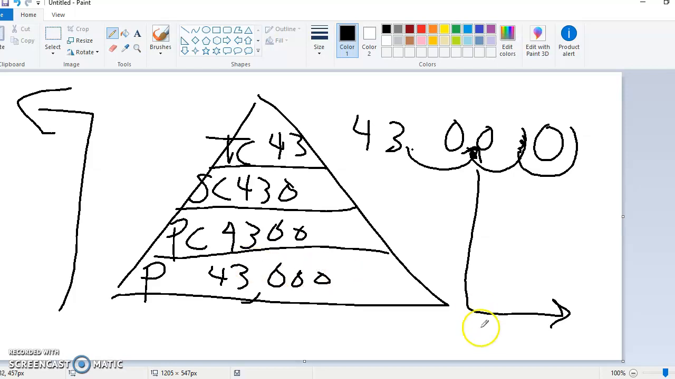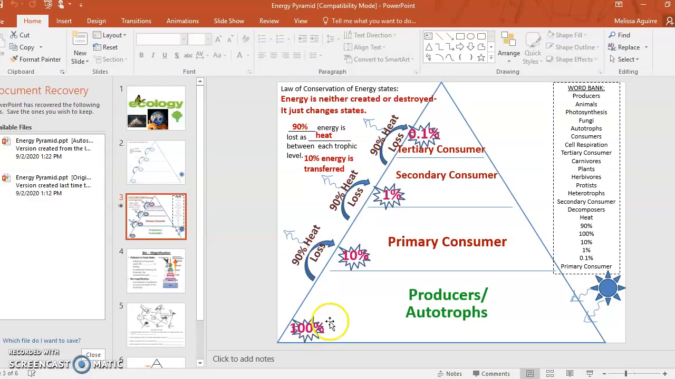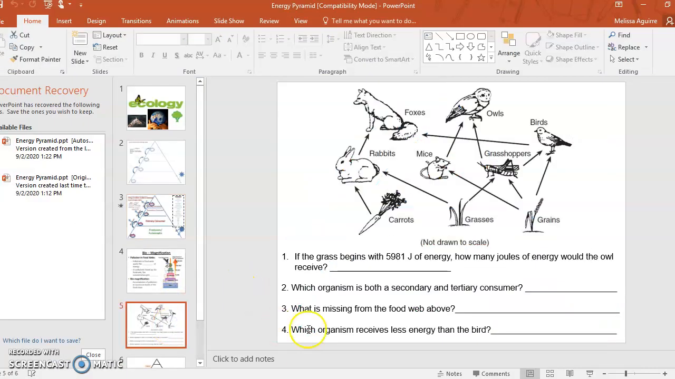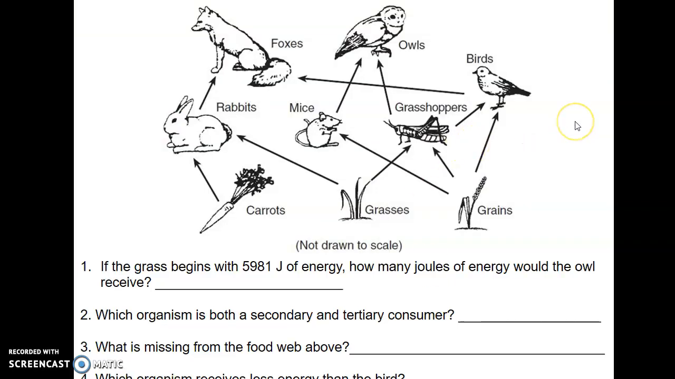Okay, so now I'm going to go back to the PowerPoint and finish that. We have some practice questions really quick. Alrighty, so here's a food web. Same thing as the food pyramid. It has our producers, primary consumers. What I want you guys to start becoming more comfortable with is labeling food webs.